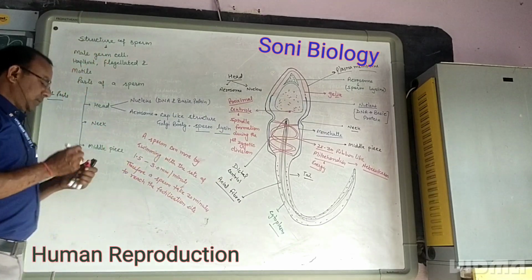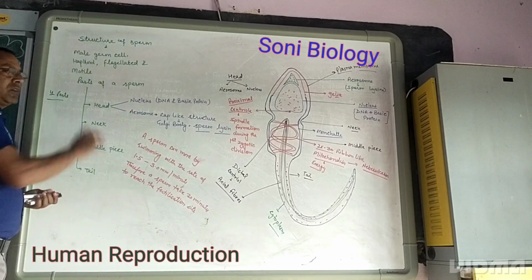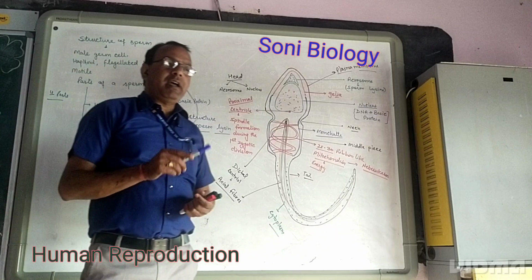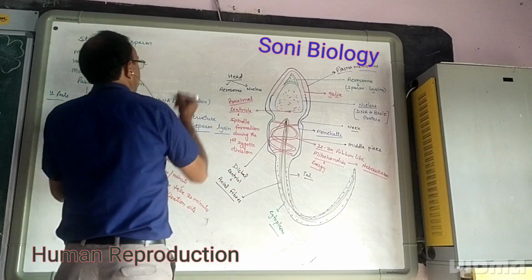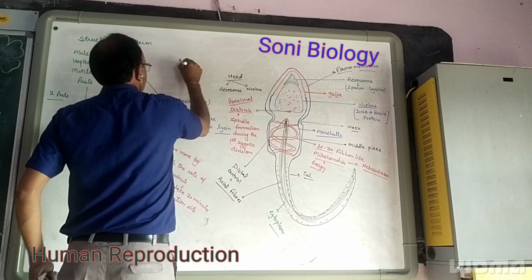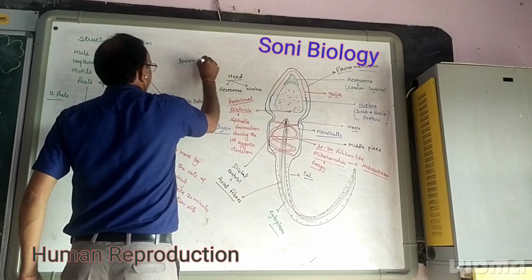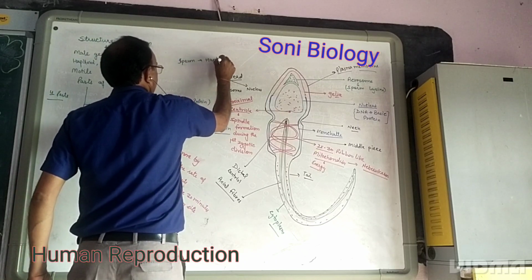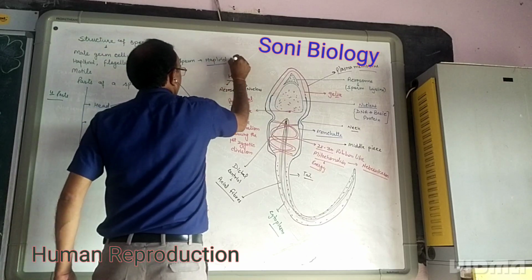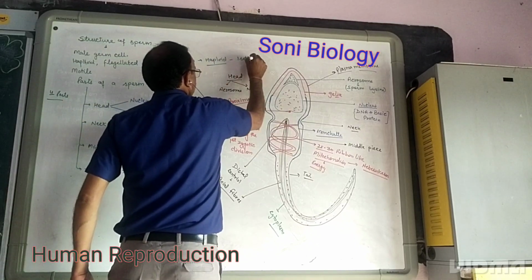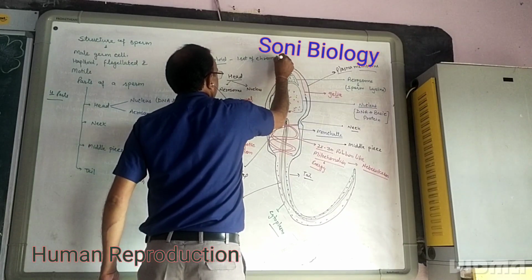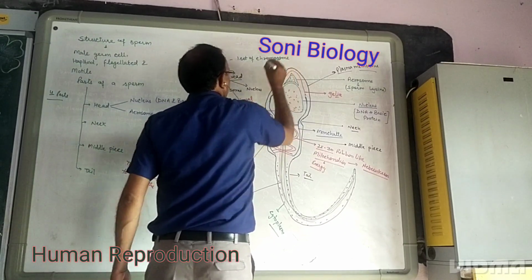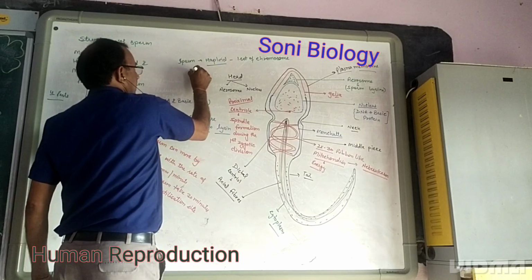As we have discussed, sperm is haploid. What do you mean by haploid? Haploid means one set of chromosomes. A sperm is haploid. Haploid means one set of chromosomes, and that one set of chromosomes is X or Y.